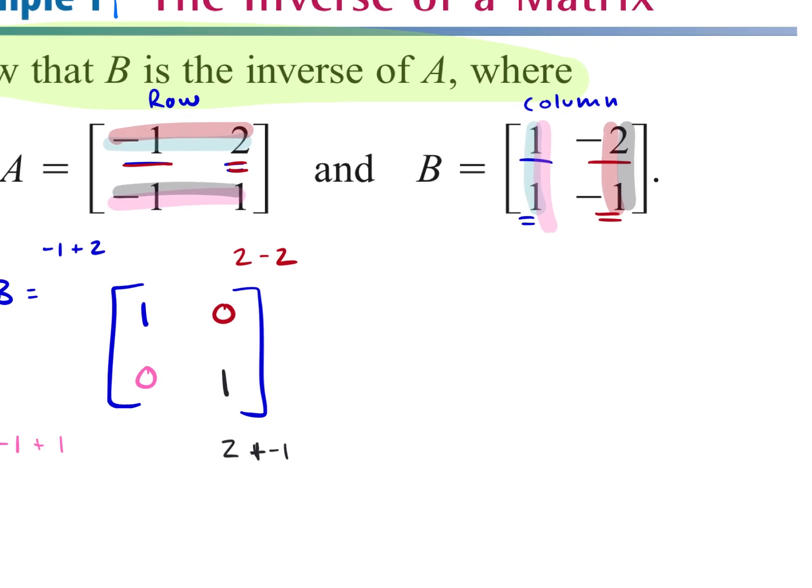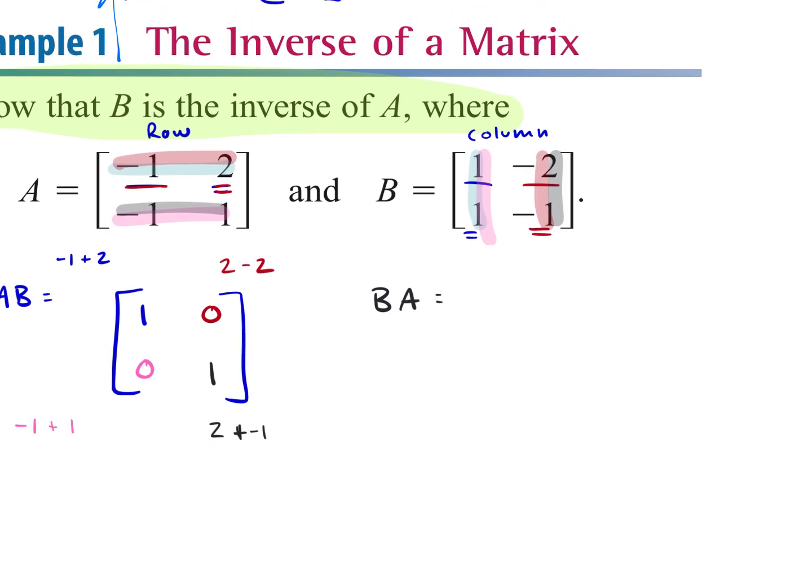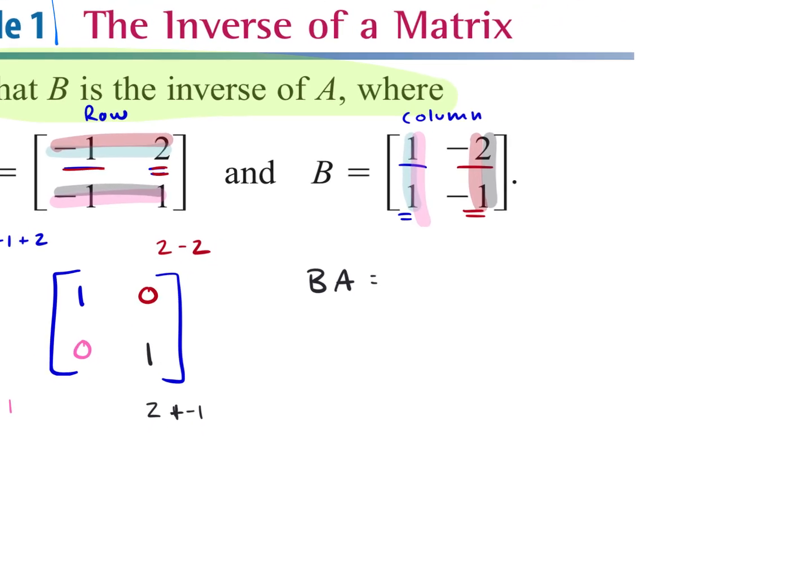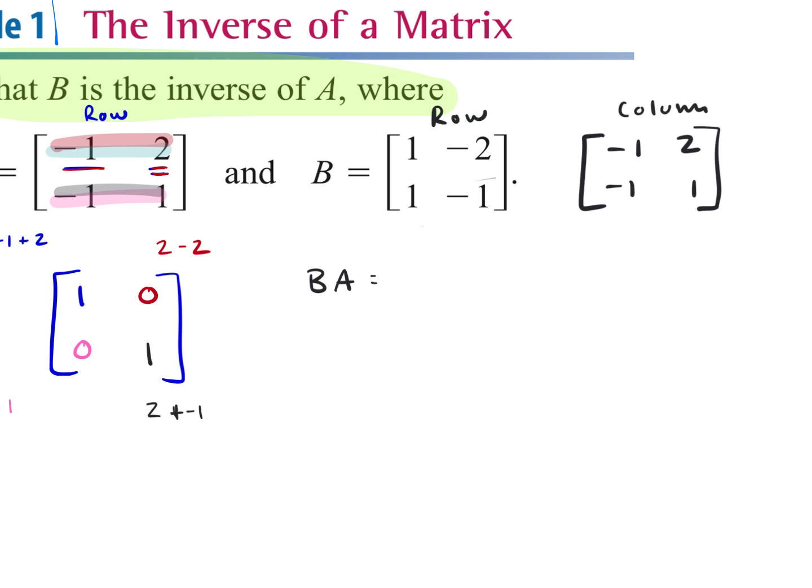Second thing we have to do is check that B times A is also the inverse matrix. I need both of these things to be true. So I'm going to rewrite my order of matrices. I'm going to put B first and then A, which is -1, 2, -1, 1. So I'm just rewriting the order. So now in matrix B, I'm going to move in rows. And in matrix A, I'm going to move in columns. The order matters.